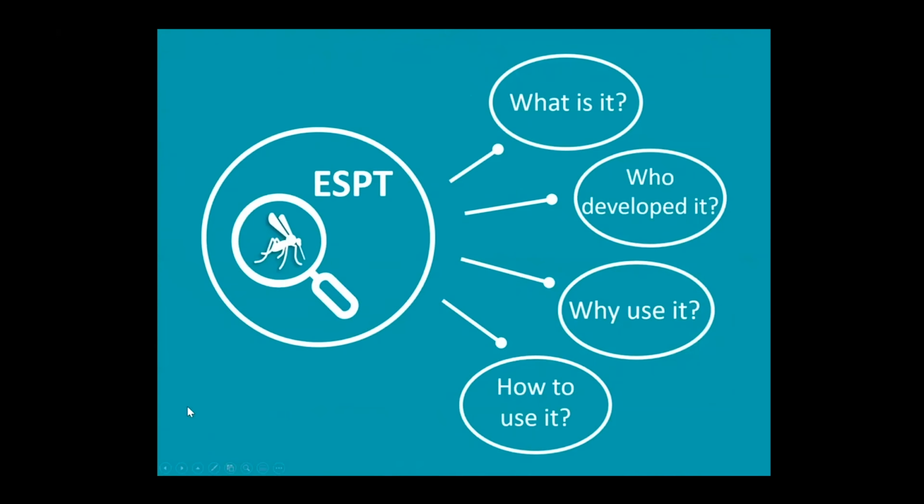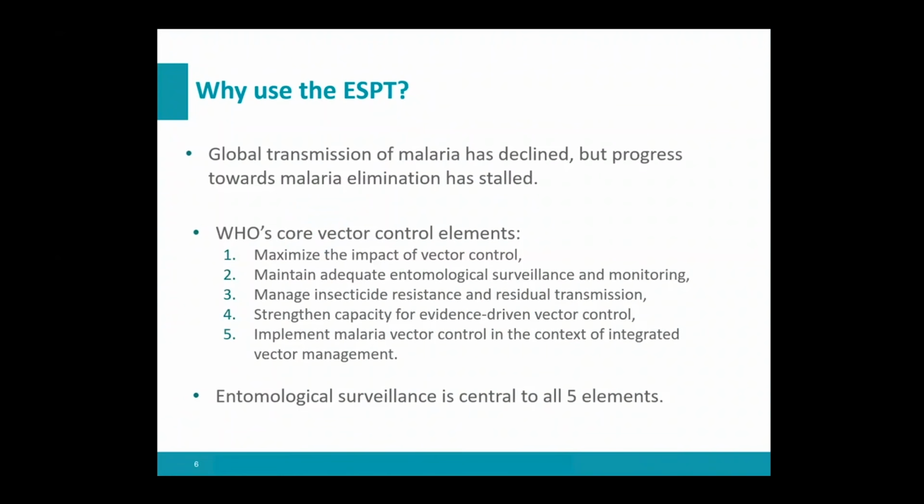It aligns WHO guidance and normative guidance into a decision support tool for malaria programs to strengthen entomological surveillance to be most effective, locally tailored, and evidence-based. The ESPT will also guide your programs to generate entomological data that can better guide intervention selection, targeting, tailoring, and deployment.